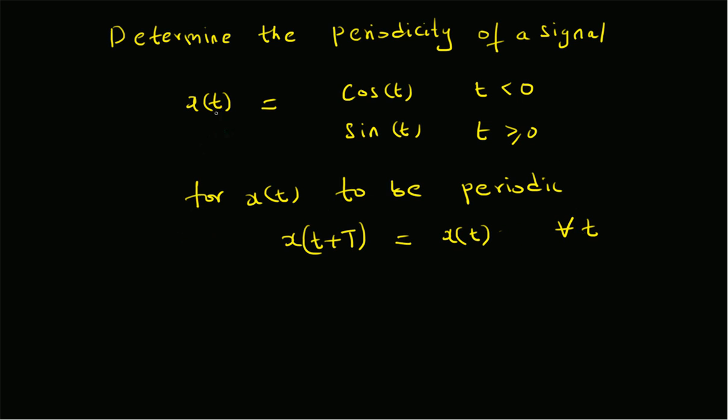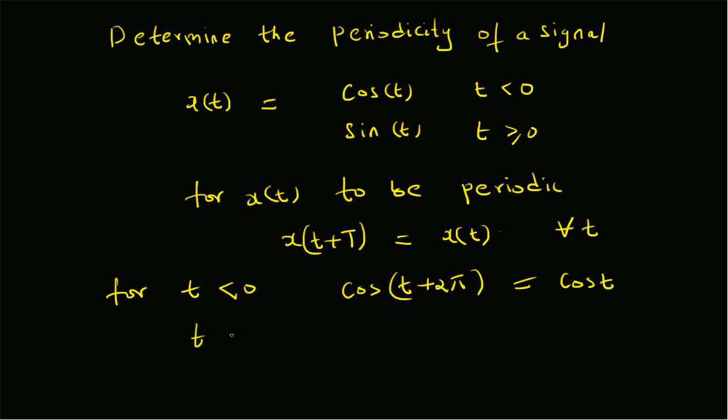So let us see if this definition of x of t satisfies this condition. For example, for t less than 0, cos of t plus 2 pi is equal to cos of t. As long as t plus 2 pi and t are less than 0, the signal seems to be periodic. But we have to verify for all values of time t. So if t plus 2 pi and t are both less than 0, the definition is satisfied. However, we have to verify whether this definition is satisfied for all values of t.